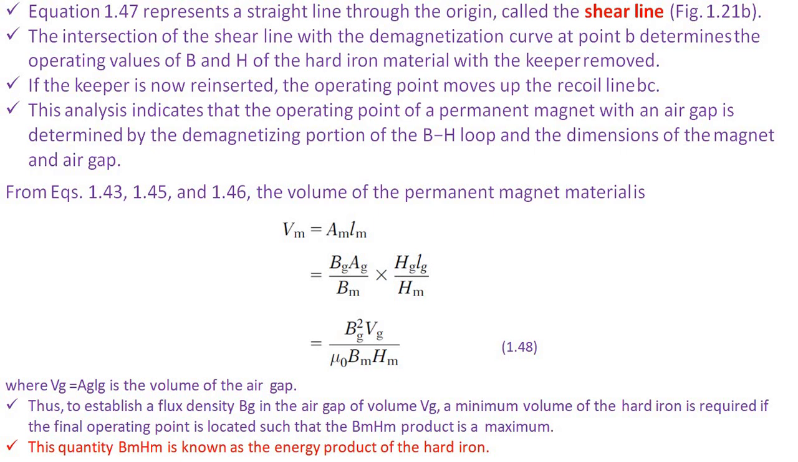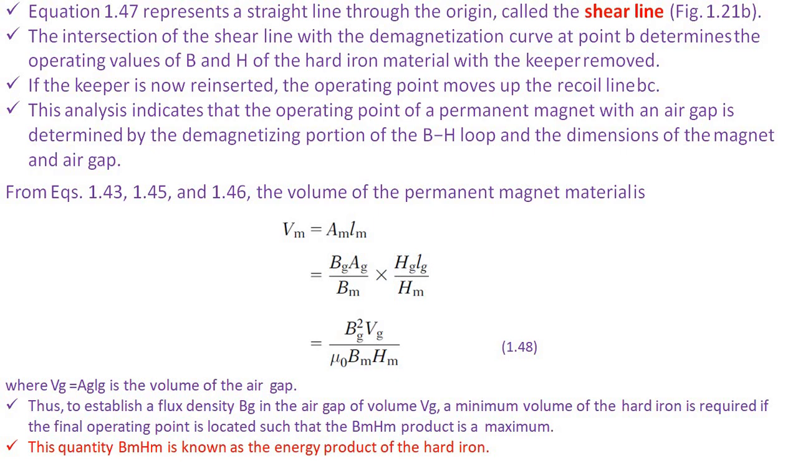This equation represents a straight line through the origin called the shear line. The intersection of the shear line with the demagnetization curve determines the operating values of B and H. Hard iron, soft material with the keeper removed. If the keeper is now reinstated, the operating point moves up the recoil line BC. This analysis indicates the operating point of a permanent magnet with an air gap is determined by the demagnetizing portion of the BH loop and the dimensions of the magnet and air gap.